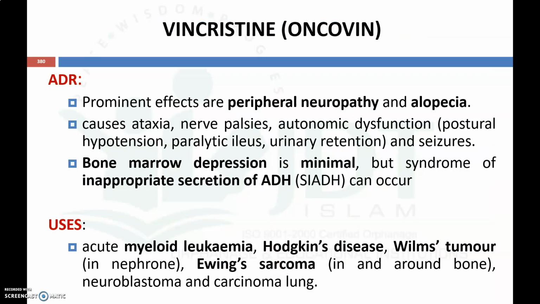Now, what are the ADRs of vincristine? It has prominent peripheral neuropathy as well as alopecia. It will cause ataxia, nerve palsy, autonomic dysfunctions and seizures. It depresses the bone marrow only minimally, but syndromes like inappropriate secretion of antidiuretic hormone may occur. Vincristine is mainly used for the treatment of acute leukemia, Hodgkin disease, Wilms tumor, and Ewing's sarcoma, as well as neuroblastoma and carcinoma of the lungs.